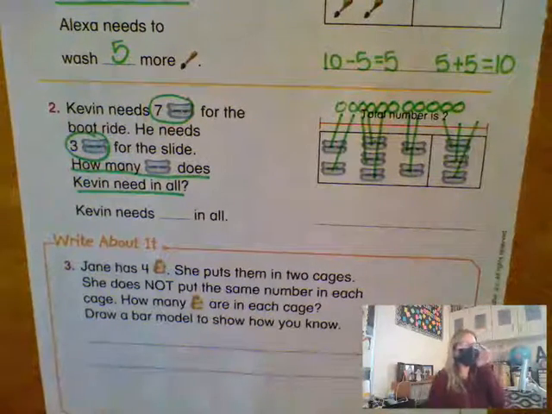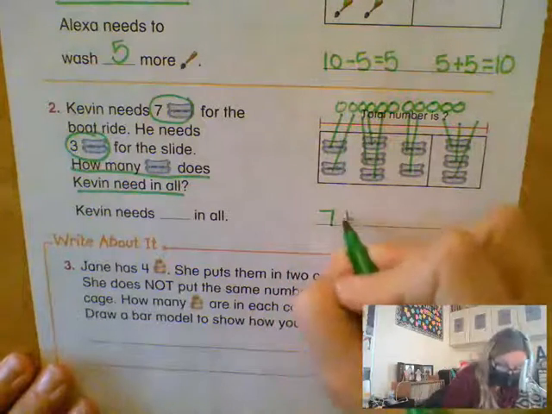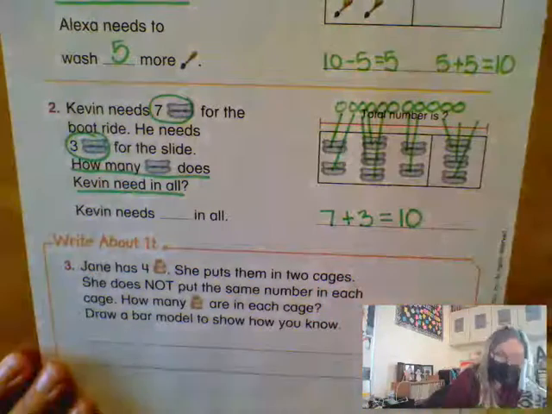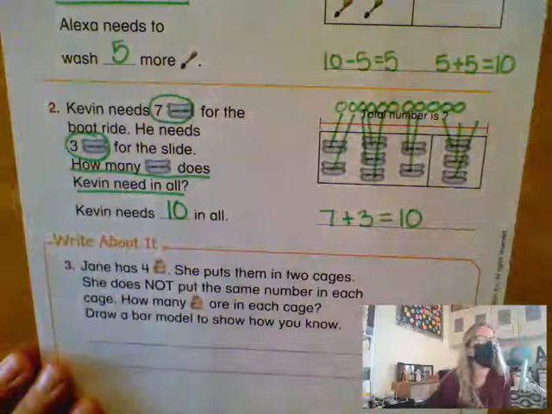Okay, so his 7 tickets plus 3 more tickets means he needs 10 tickets altogether. So Kevin needs 10 tickets in all.